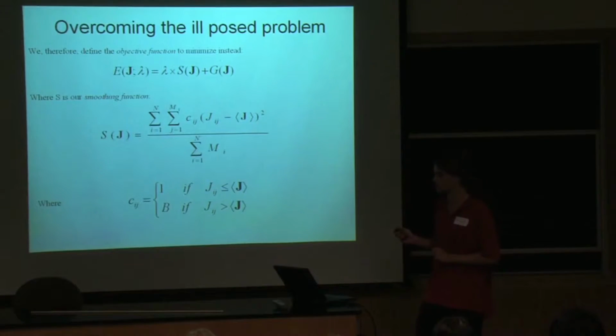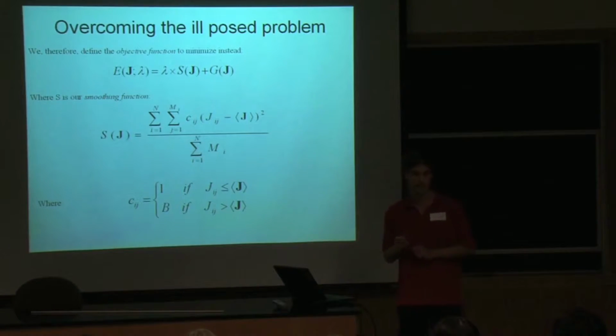Now, how the smoothing function is going to smooth out our surfaces is that for a surface that is peppered with a bunch of little bright and dark spots, you're going to see a large variance from the average, as this is summed up over all the patches, which is going to make S big. But we want both S and G to be small.